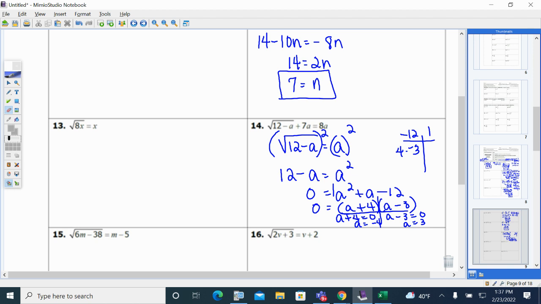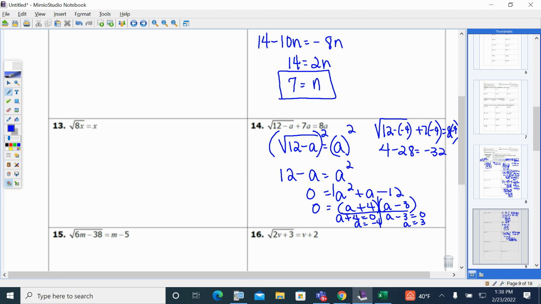So I'm going to show you that really quick. Let me erase this table. I'm going to substitute in the negative 4 first. So that's going to be the square root of 12 minus negative 4 plus 7 times negative 4. Is that equal to 8 times negative 4? So underneath the radical, 12 minus negative 4 is 12 plus 4, which is 16. So the square root of 16 is 4. And then 7 times negative 4 is negative 28, and 8 times negative 4 is negative 32.